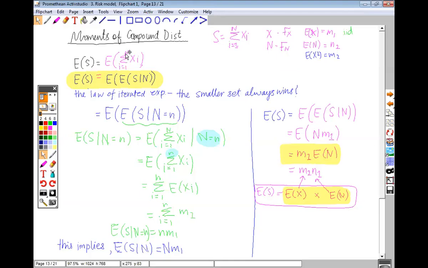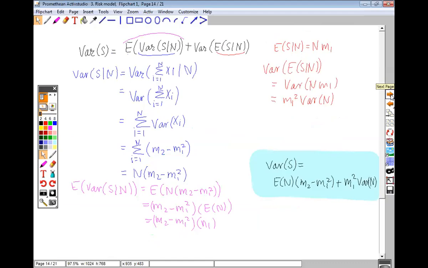We looked at a way to figure out its expectation, which was using the law of iterated expectations and conditioning it upon N. We got that it is just the expectation of X times the expectation of N. Then we also had a look at its variance, which isn't quite intuitive, but if you do derive it, you get some formula like this.